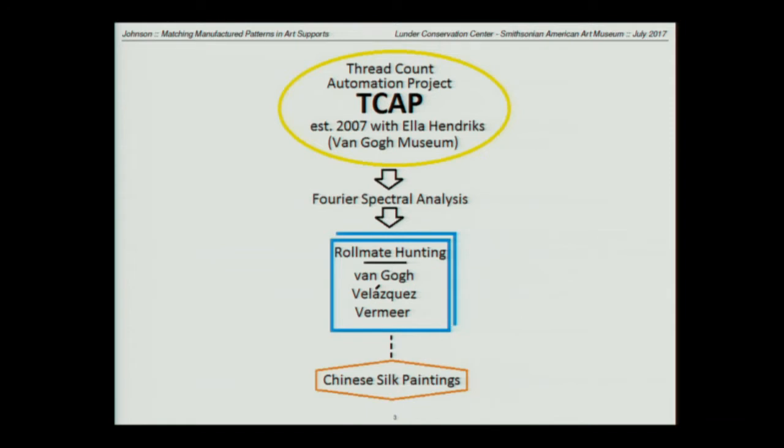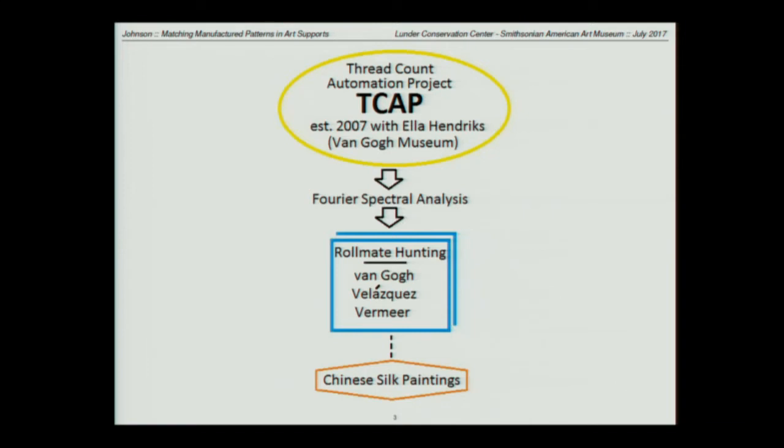So that's this role-mate hunting, whatever that means. I saw Good Will Hunting, and so that gave me the title, right? But role-mate hunting means we're trying to find two canvases that originally were on the same roll. And that kind of proximity, if you know other things about the artist, can help you with dating and authentication, et cetera. And then this has blossomed into something that actually is an open problem for which there are no answers right now. And we are beginning to apply some of these techniques to Chinese silk paintings.